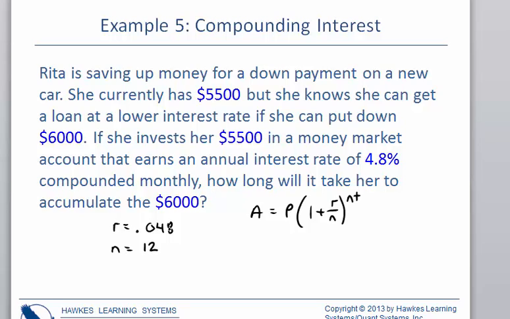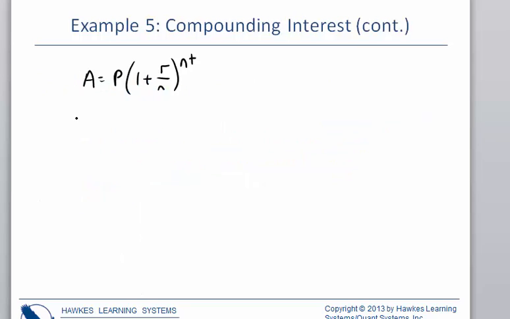We know that her final amount that she wants is $6,000, and her initial amount is $5,500. And we're looking for the t because it's asking us how long will it take her to accumulate the $6,000. So let's go ahead and plug these numbers into the formula and then look at solving it. So we're going to have 6,000 is equal to 5,500 times (1 plus 0.048 over 12) raised to the 12t.